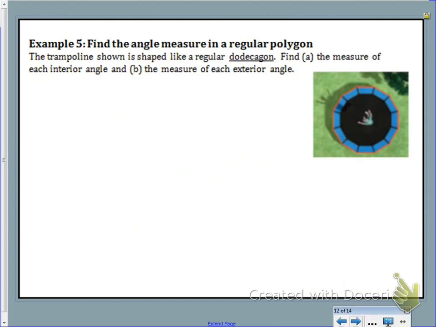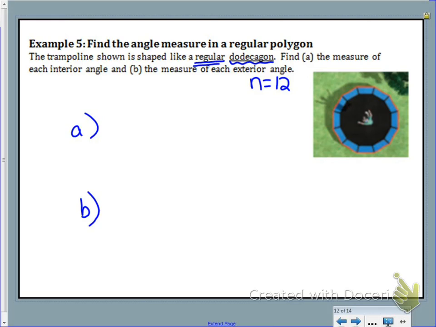All right, the last example says to find the angle measure in a regular polygon. The trampoline shown is shaped like a regular dodecagon. Find A, the measure of each interior angle, and B, the measure of each exterior angle. Okay, there's 2 things you need to know about this. First of all, it's regular. That means all equal sides and all equal angles. If it was not regular, we could not do this problem. The second is that it's a dodecagon, which means n is equal to 12.